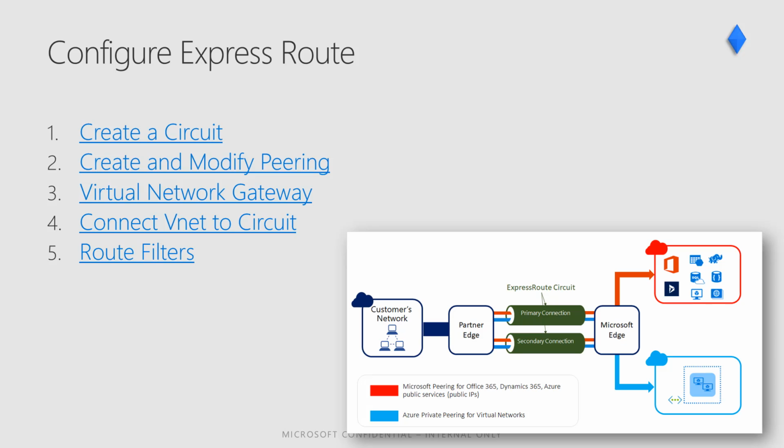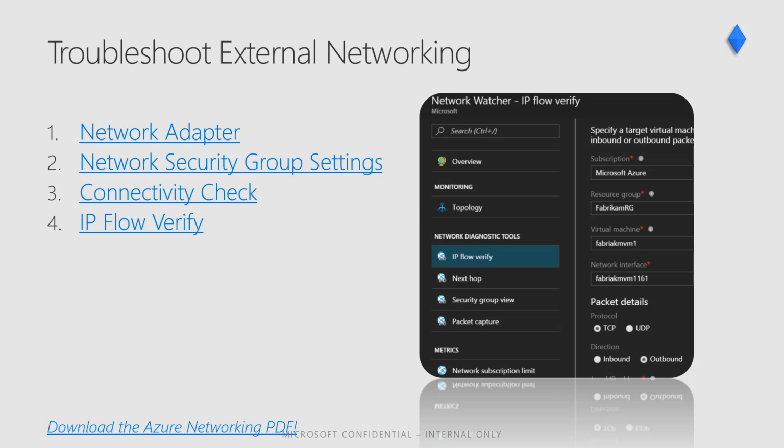The links on this slide should be reviewed as they represent some of the key things that need to be done when setting up ExpressRoute. There are many possible things that can affect external networking. Here are some factors to consider when troubleshooting external networking issues.